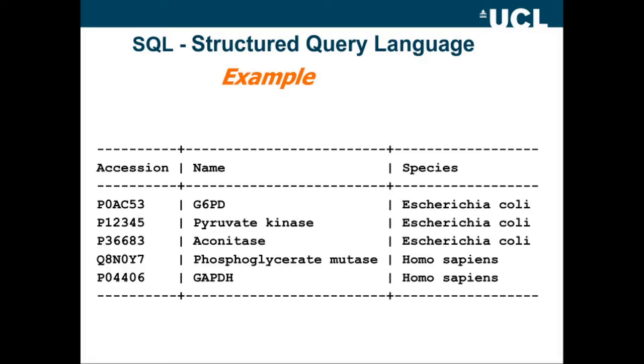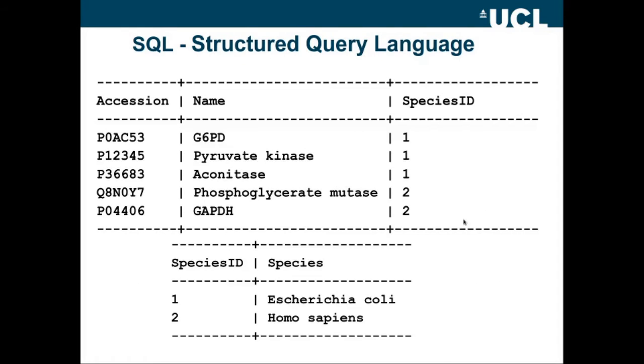My first example then was a table containing accession codes, names and species. Now you should have spotted from this that the species information is being repeated, so we want to move that out into a separate table. So what we would do is have one table containing the accession code, the name and the species identifier as a numeric item instead of as the text, and then we have a second table with the species identifier and the species name.